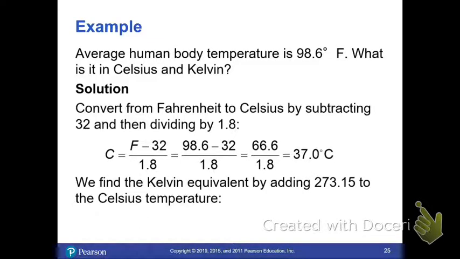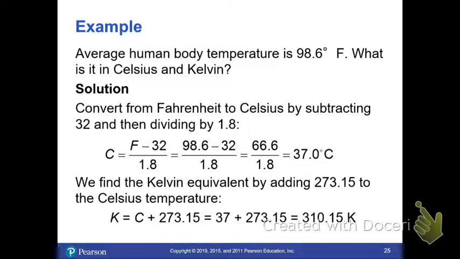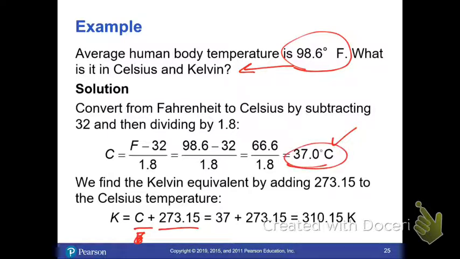Okay. Now, for Kelvin, we saw that Kelvin is equal to Celsius plus 273.15. Notice I can't go straight from Fahrenheit to Kelvin. I have to do this Celsius in between, because there is no formula that we have that goes to Kelvin that has a Fahrenheit in it. So once we have this, we use the Celsius degrees. We add the 37 degrees Celsius to the 273.15, and this gives us our Kelvin value of 310.15.